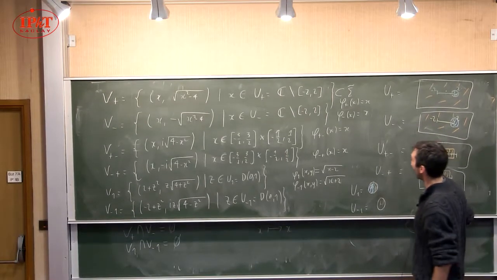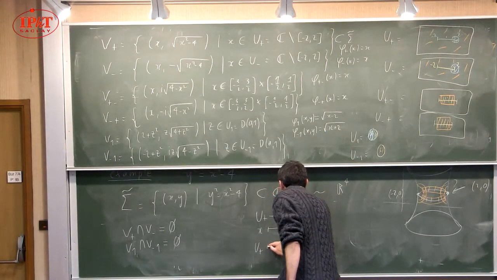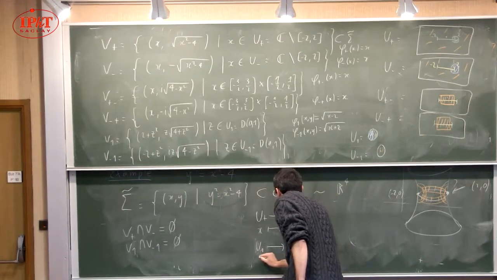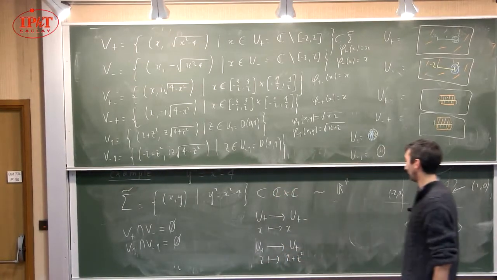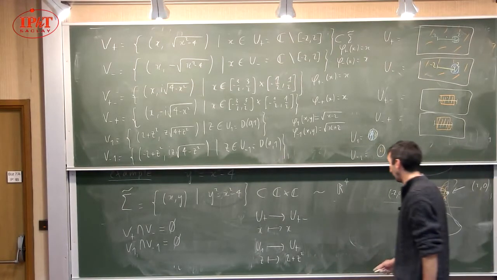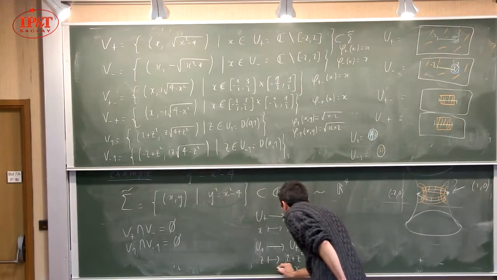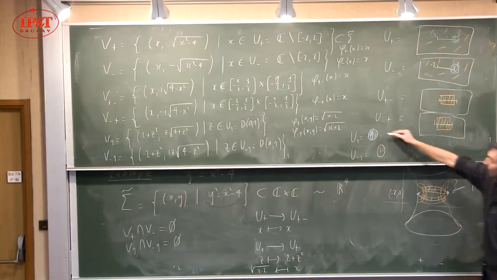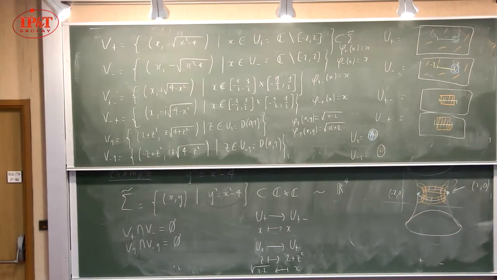Okay, and the transition map, well, it's written here. So the transition map from U1 to U plus is simply z goes to 2 plus z square. Okay, the inverse map is x goes to square root of x minus 2. And within that green region, avoiding the point, this is analytic and bijectively analytic.